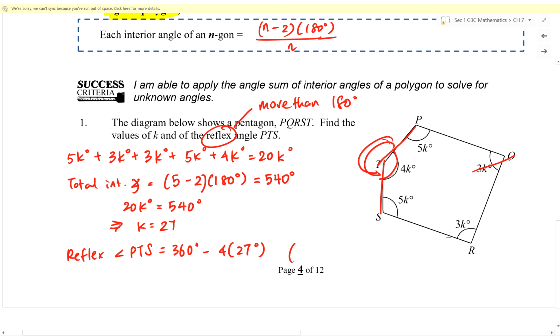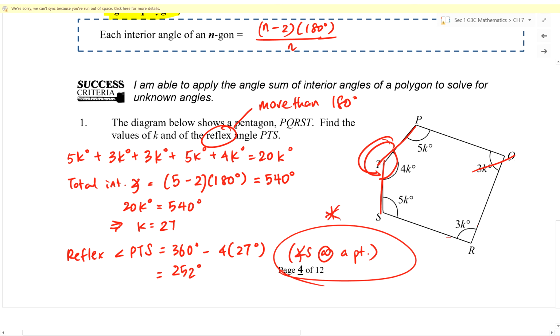But what is the reason over here? You used a certain property. Where did the number 360 come from? Angles at a point. If you leave this out and you just write 360 minus 4 times 27, yet you arrive at the correct answer, you will still not be given the full marks because you did not write down the reason. These are very important.